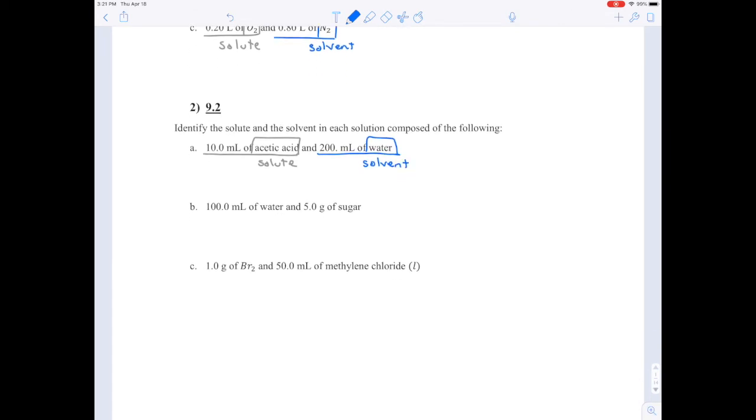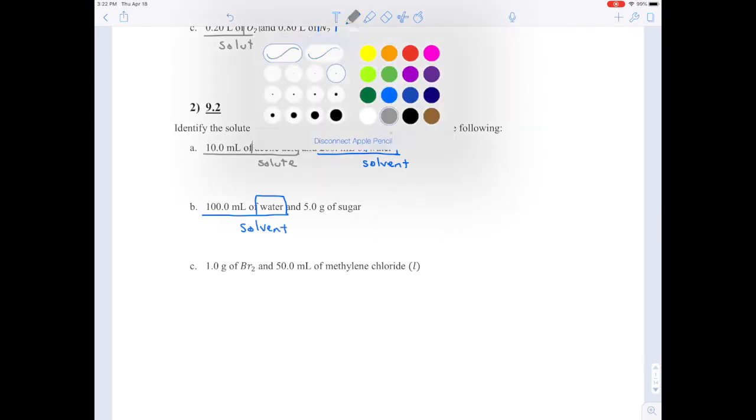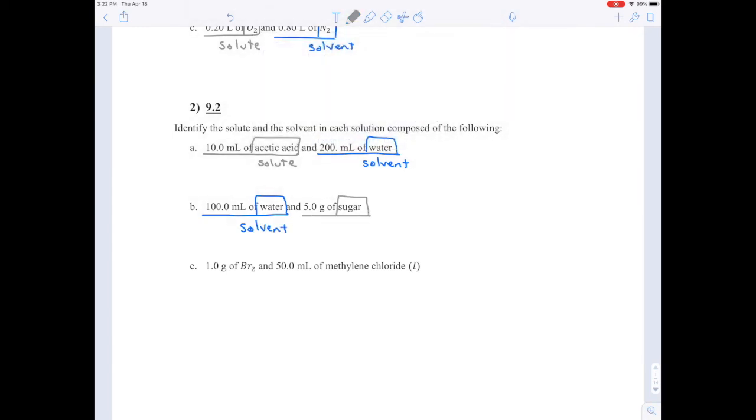For B, you have 100 milliliters of water and 5 grams of sugar. Now, here you would technically have to convert in order to get the units to be the same. But a gram of water is 1 milliliter of water. So 1 milliliter of water weighs 1 gram. And so you're really dealing with 100 grams of water and 5 grams of sugar. Because the 100 is bigger, the water is the solvent. And because the 5 is smaller, sugar would be the solute.